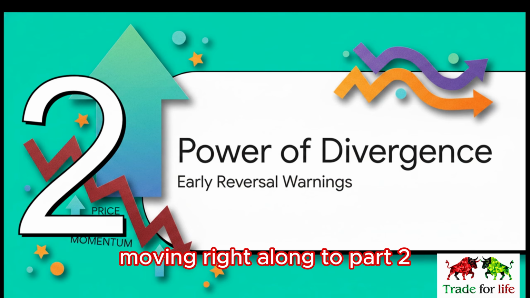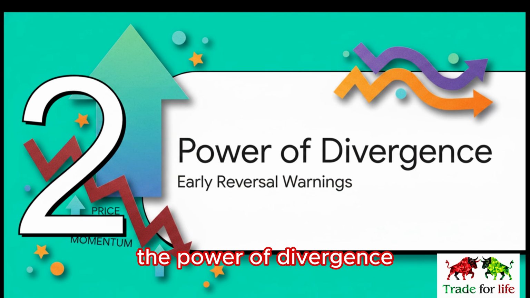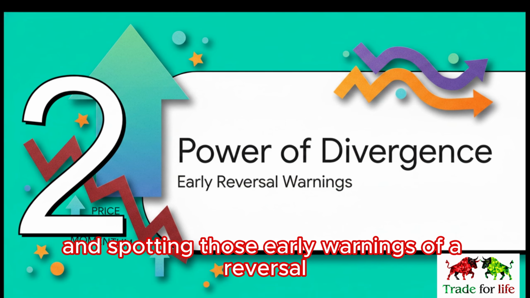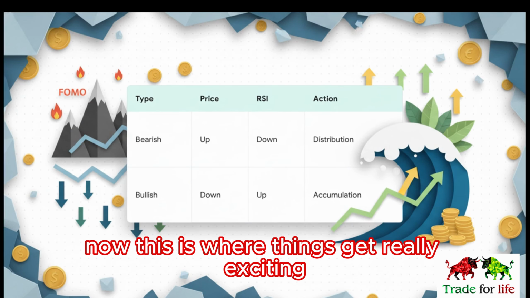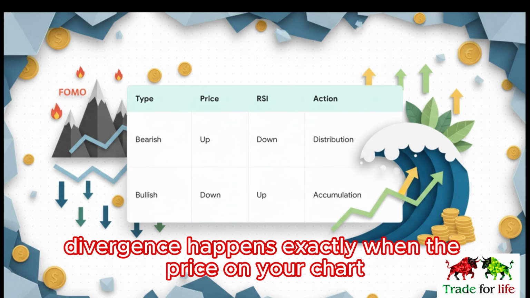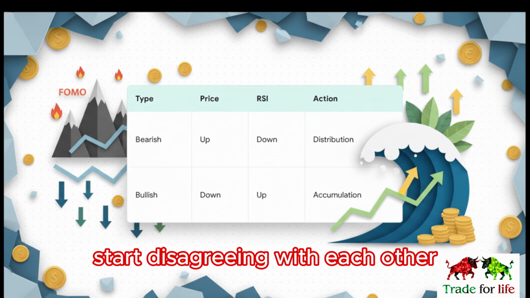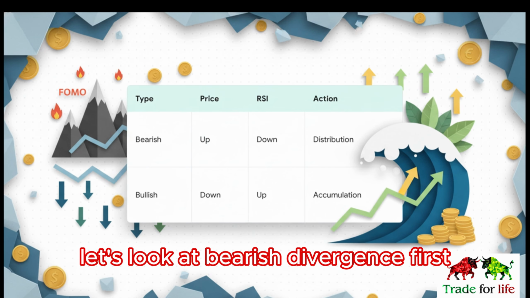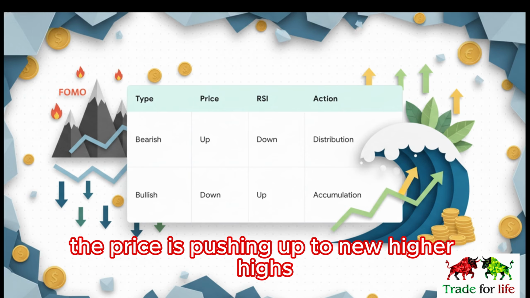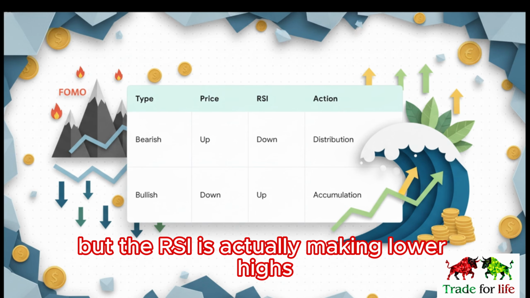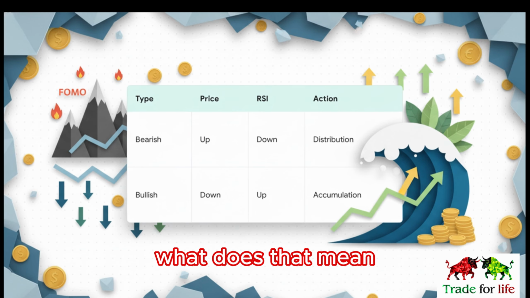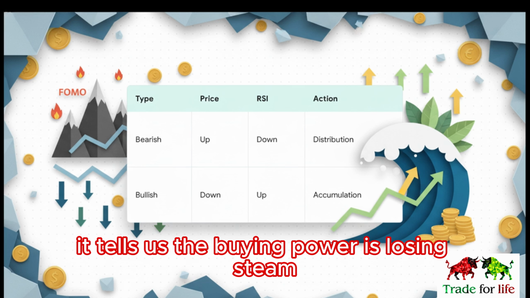Moving right along to part 2, the power of divergence, and spotting those early warnings of a reversal. Now, this is where things get really exciting. Divergence happens exactly when the price on your chart and the underlying momentum start disagreeing with each other. Let's look at bearish divergence first. The price is pushing up to new, higher highs, but the RSI is actually making lower highs. What does that mean? It tells us the buying power is losing steam.